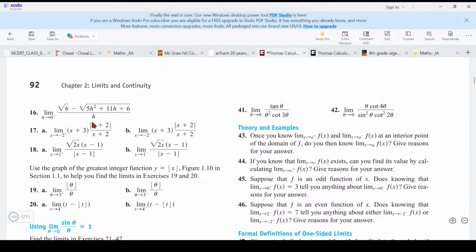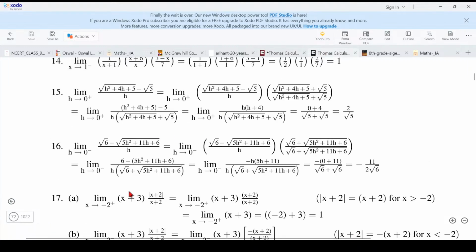Agreed. So that means mod of x plus 2 is equal to x plus 2, because the inside is positive. Mod of something, if the inside is positive, it is the same value. So this and this will get cancelled basically. We'll be left with x plus 3 only. Now we'll directly substitute minus 2 here, minus 2 plus 3. Understood?